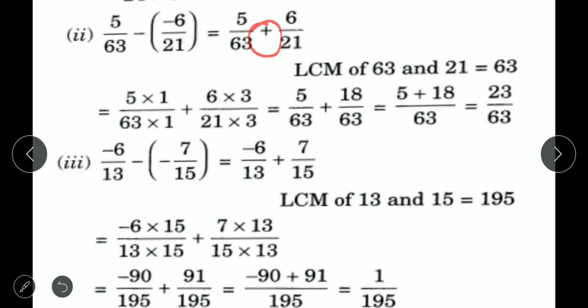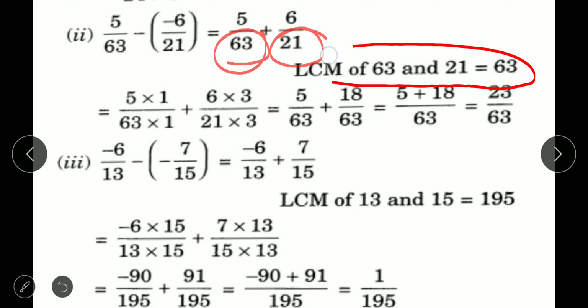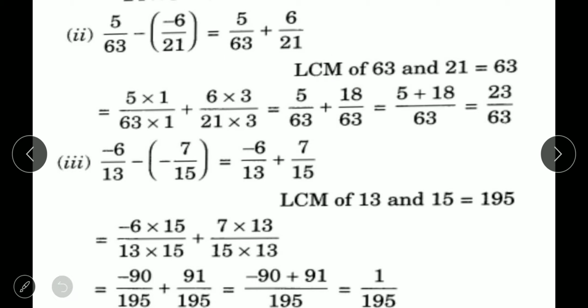Now we have made it one sign. Second step, we have to make the denominators equal. So the LCM of 63 and 21 will be 63. It means 63 is a common number in the tables of 63 and 21. This is already 63, so we multiply by 1, or if you don't want to multiply by 1, you can leave it. 21 times 3 is 63, then we have to multiply the numerator also, because whenever we multiply the denominator, we have to multiply the numerator with the same number also. Now the denominators have become equal.